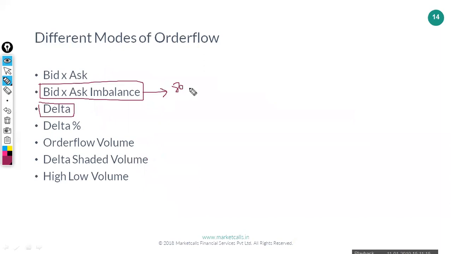And to check if there is any player positioning, we use delta studies. This is not every time, but whenever it is required, I'll switch back to delta to check whether any delta positioning is happening or not.